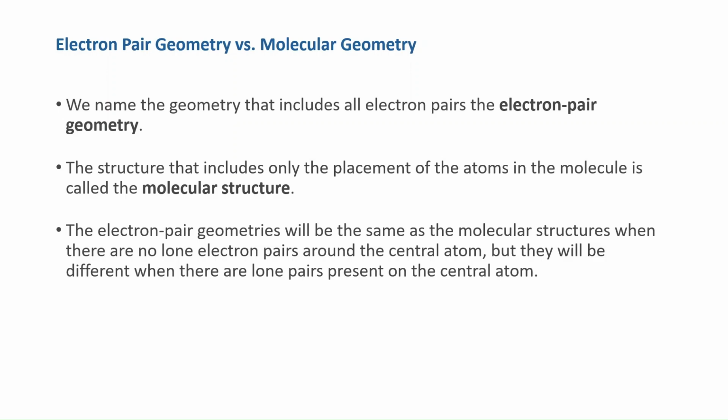So, the geometry that includes all of the electron pairs, the bonding and non-bonding, we call electron geometry. But sometimes we only consider the atoms. We don't look at the non-bonding electrons. It's like the electrons are so small that they're really not all that significant. So if we look only at the atoms, we call it the molecular structure.